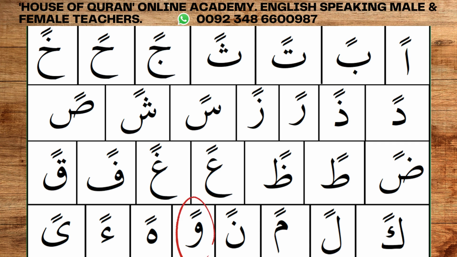A w sound with an "an" on top makes wan. A h sound with an "an" on top makes han. A hamza makes an a sound just like an alif. An alif with an "an" on top makes an. And finally, a y sound with an "an" on top makes yan.